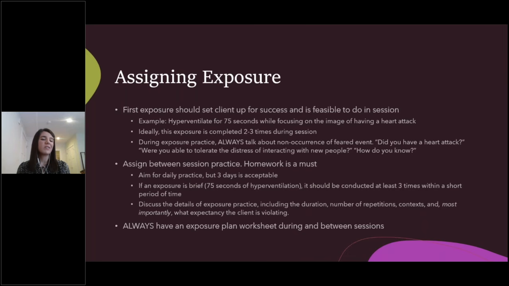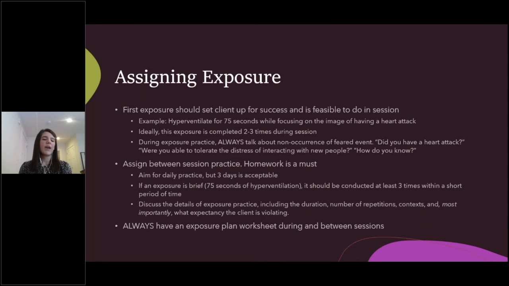You want to discuss the details of the exposure practice with your client, including how long they're going to do the exposure for, the number of repetitions, the context, and most importantly, what is it that they're testing out? What expectancy is the client going to be violating? And especially when you're assigning homework, it's so important to make sure you save time at the end of session to really work out all the details before sending them on their way, because this is going to be important in terms of how they actually do the exposure at home.